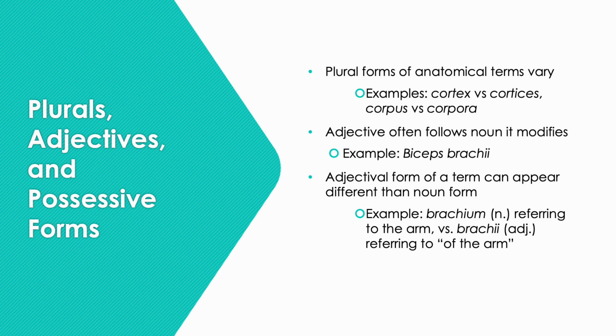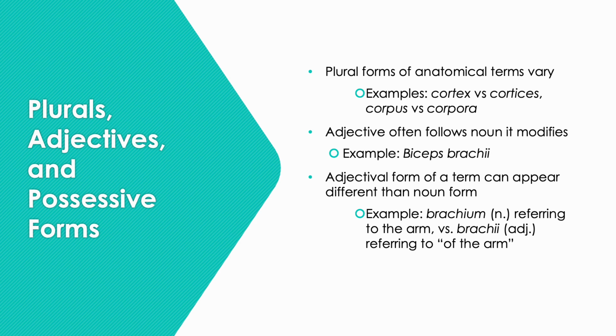In anatomy, plural forms can be many different things. You can have cortex, the plural is cortices. Corpus, the plural is corpora. You can have things where the name does not change at all. You can have things where the name drops letters and adds different letters at the end. So you just need to be aware of which terms mean what. And usually these are things that you learn as you go because it's really hard to memorize all of them because there are so many exceptions.